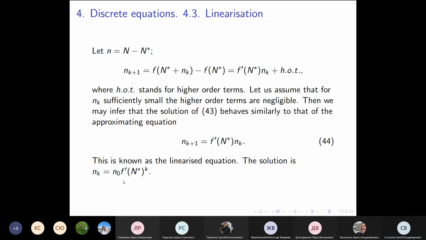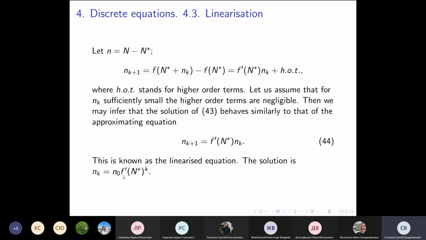So far, since n is the difference between n and n est, if it remains small for k going to infinity, then we can conclude that the equilibrium n est is stable. Or if n is going to 0, then the equilibrium is asymptotically stable. So the same logic as in differential equations.